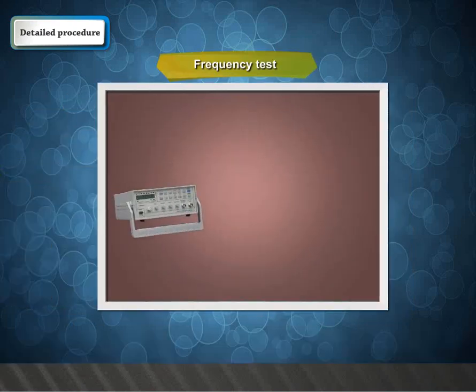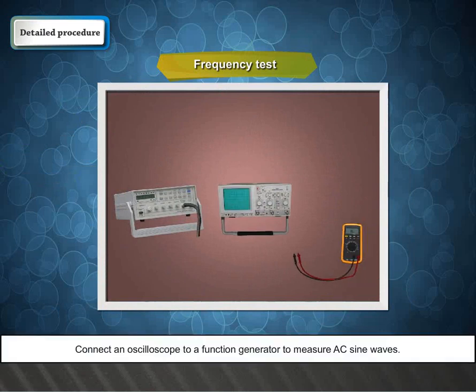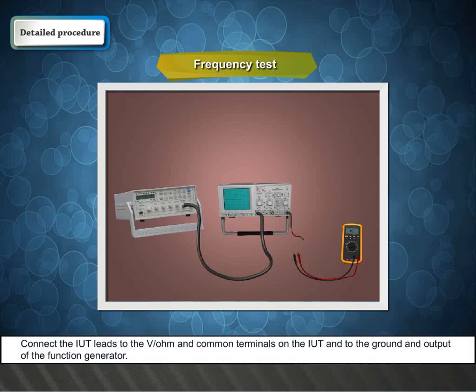Frequency test. Connect an oscilloscope to a function generator to measure AC sine waves. Connect the IUT leads to the volt per ohm and common terminals on the IUT, and to the ground and output of the function generator.